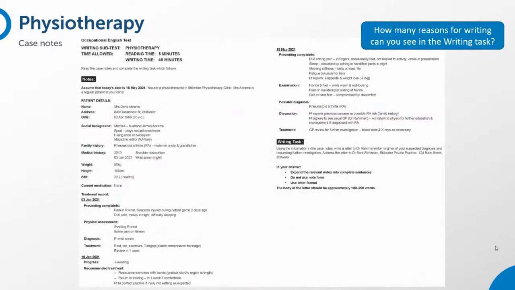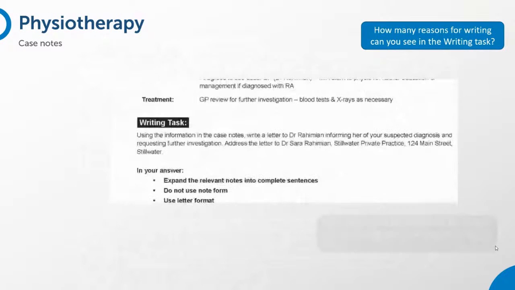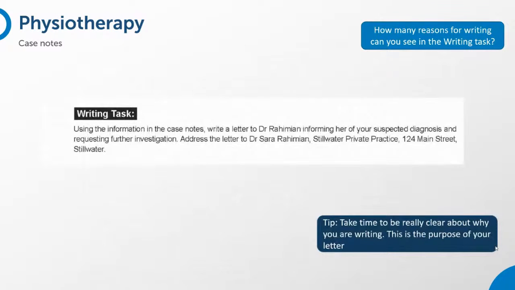Next, we need to make sure we understand the reason for writing the letter, and it's a good idea to read the writing task a couple of times to make sure you fully understand it and have noticed all the information your letter needs to communicate. So have a look at the writing task as it is on the screen now. Doesn't matter if this isn't your profession, you can still answer this question that we're posting into the chat now. Tell me how many reasons for writing you can see in the writing task. And you've got options of 1, 2, 3, or 4.